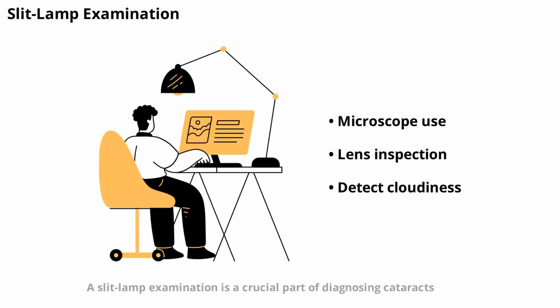A slit-lamp examination is a crucial part of diagnosing cataracts. The slit-lamp is a special microscope with a bright light that allows the doctor to examine the structures at the front of your eye in detail. By focusing the light on your lens, the doctor can detect any cloudiness or abnormalities that suggest cataracts. This test also helps rule out other eye conditions that might cause similar symptoms.